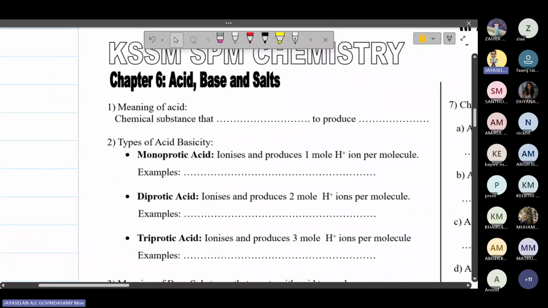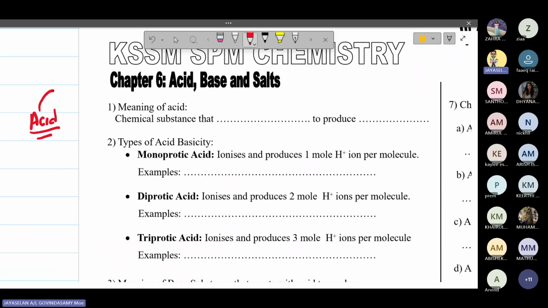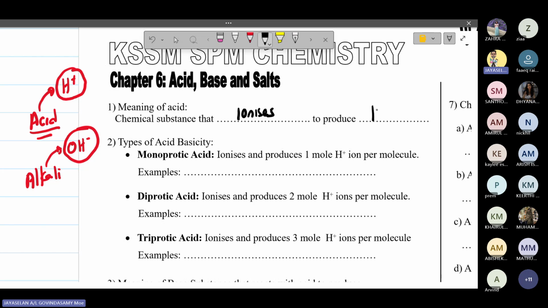Okay, so the definition, what is meant by acid? Please remember when they ask acid, the ion that is responsible for showing acidic properties is hydrogen ion. When they ask alkali, the ion that shows alkaline properties is hydroxide ion. This must be memorized. If they ask what is the meaning of acid, a chemical substance that ionizes to produce what ion? Hydrogen ion. Okay, you already score 1 mark. Any question? No, okay, copy down.